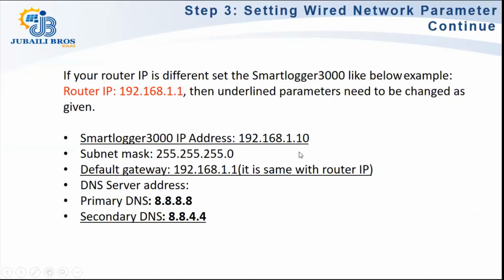So that .10. Now the subnet mask will be automatically picked, and the default gateway you will pick this one, and the secondary DNS this one. So the ones that are underlined here in this slide, you will need to change in case the router IP is this one.